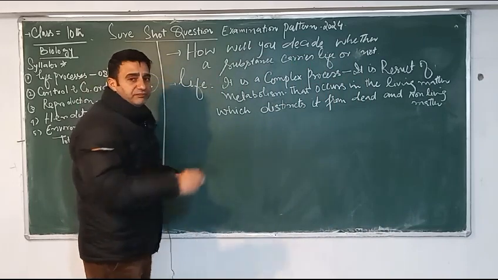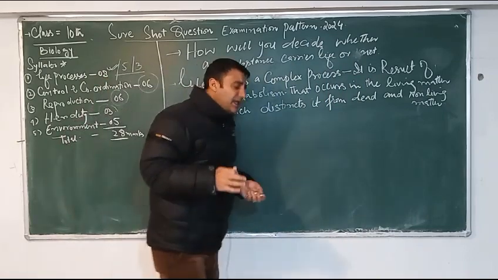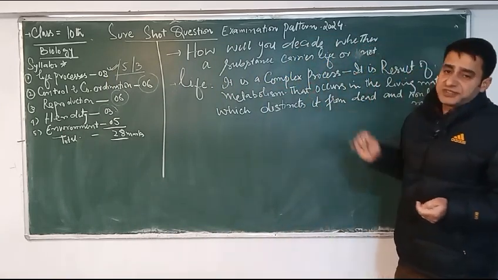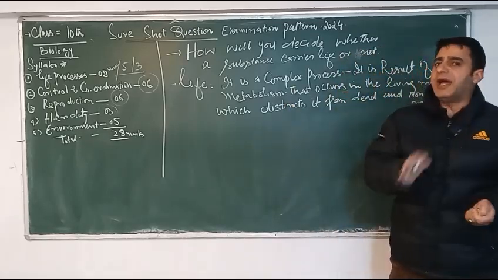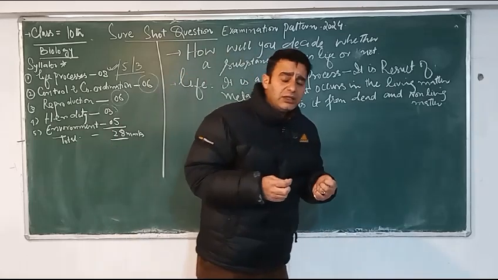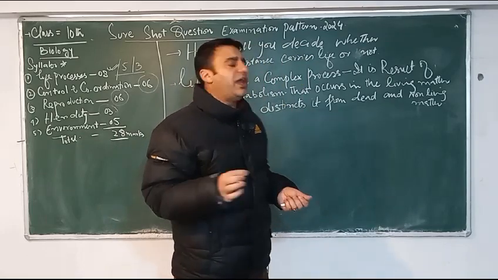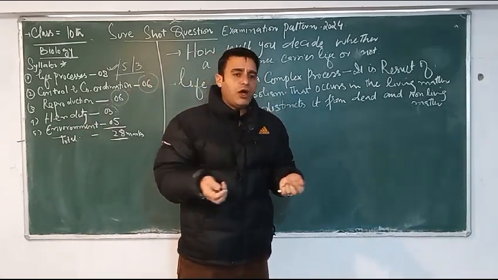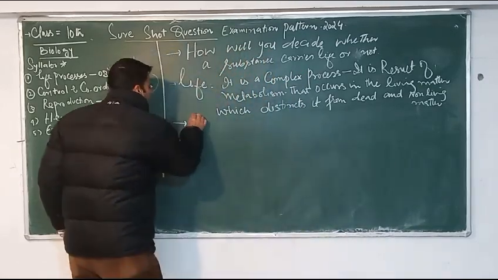What is life? Life is a complex thing to define. What we are discussing is the preliminary definition of life. Life is a complex process. It is the result of metabolism that occurs in living matter and which distinguishes it from dead and non-living matter. Although life is a difficult process to define, it can be easily judged by using the criteria for life. We are going to discuss the criteria on the basis of which we decide whether our substance carries life or not.